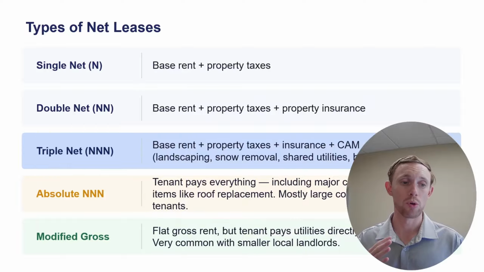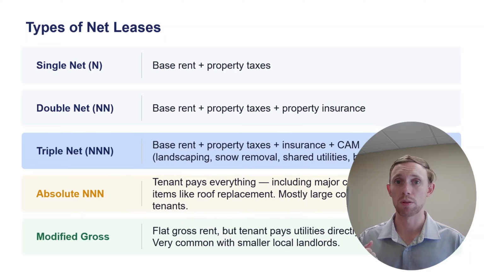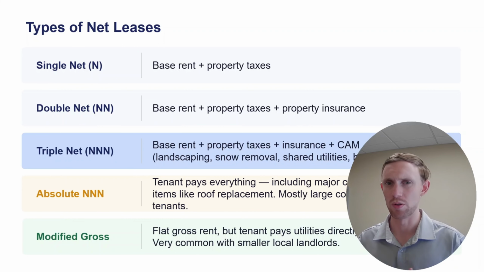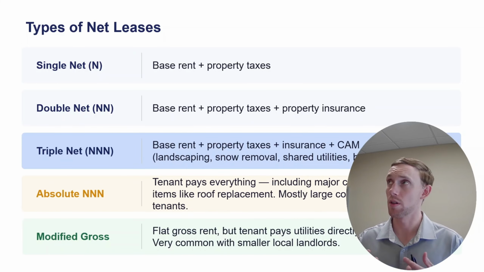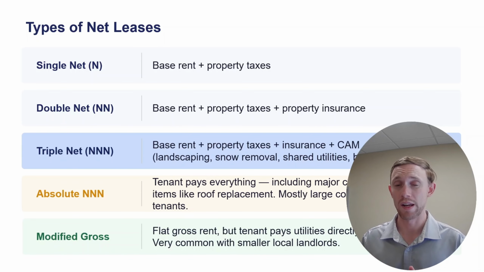And then a triple net, which you'll most commonly see, is base rent plus property taxes, insurance, and CAM, which is your common area maintenance. Think landscaping, snow removal, utilities, etc. The operating expenses of the building itself. Occasionally, there is a thing called an absolute triple net or a true triple net lease. And this is where a tenant actually pays for everything. So if the roof needs replaced, the tenant pays for it.